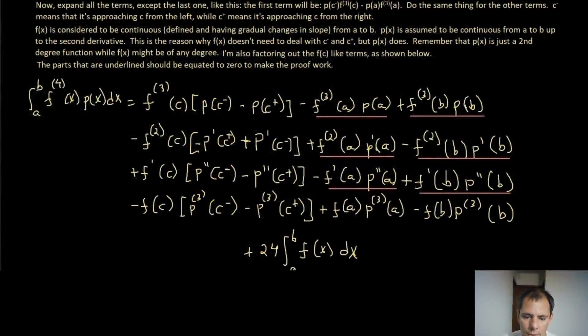What do you care for the third derivative of c? For the third derivative of p, you care about the c minus and the c plus. Because you also want this f of a, you care about the a and you care about the b. So you're going to have to put a, b, c minus, and c plus in this third derivative of p.